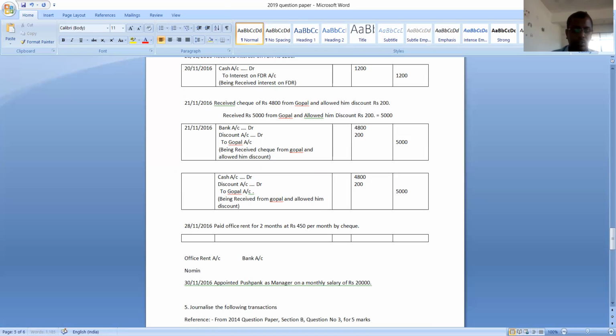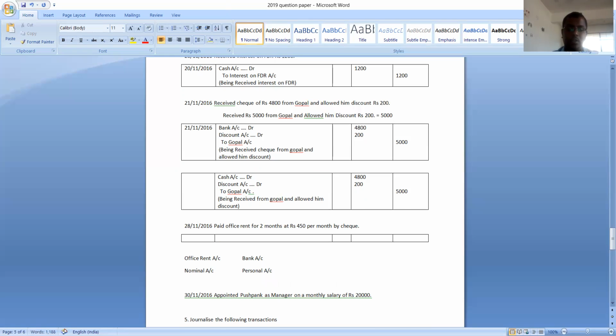Office rent is which account? It is nominal account. Bank account is which account? It is personal account. So now office rent is nominal account. What is the rule of nominal account? Debit all expenses and losses. So paid office rent means office rent is expense. So debit all expenses and losses.